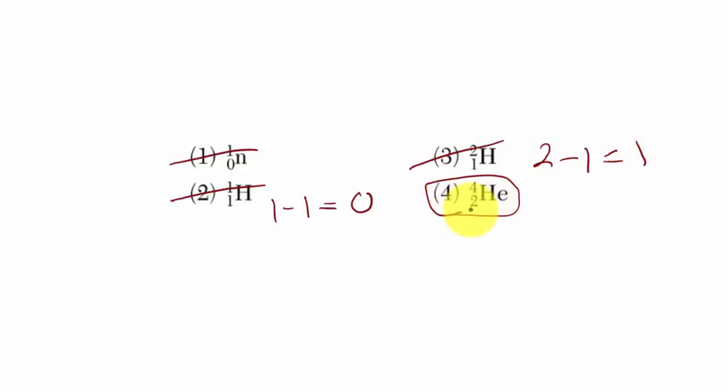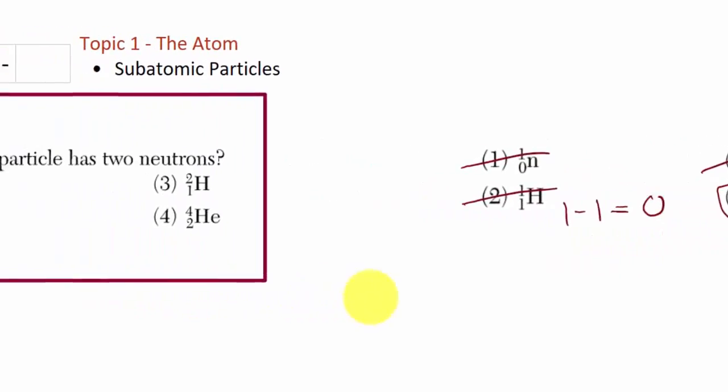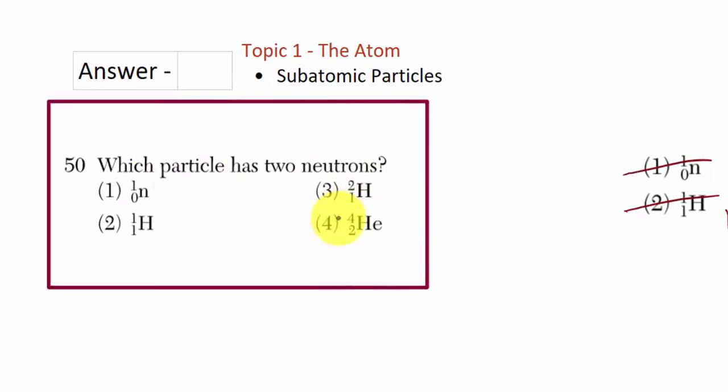And finally, our correct answer number 4, we look at the atomic mass minus the atomic number. 4 minus 2 equals 2. That meets the criteria of this question. So the particle with 2 neutrons is the helium particle, answer number 4. And that concludes this section of the August 2015 Regents exam, part B-1.